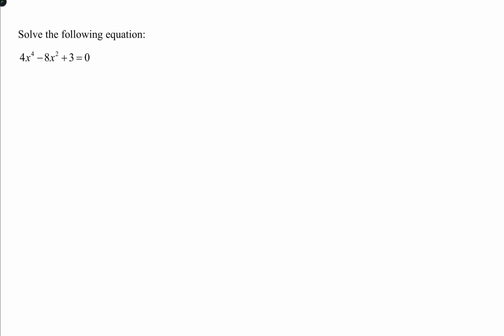Solve the following equation. 4x to the fourth power minus 8x squared plus 3 equals 0. In order to solve this, notice that it's very similar to a quadratic, but it's not quite a quadratic because we would need the largest exponent to be 2 instead of 4. But we could probably take care of that.